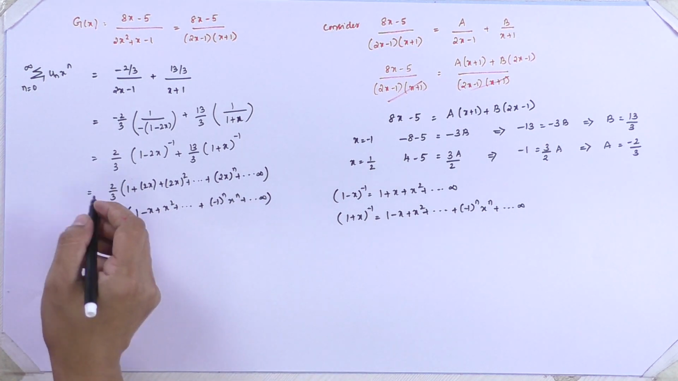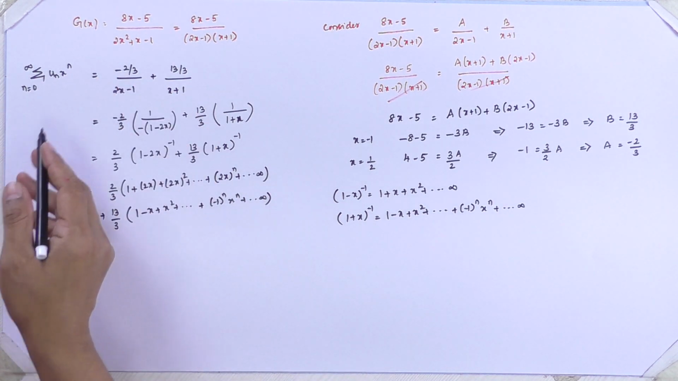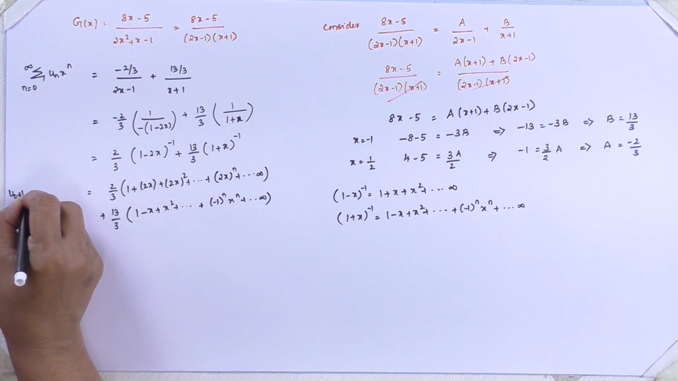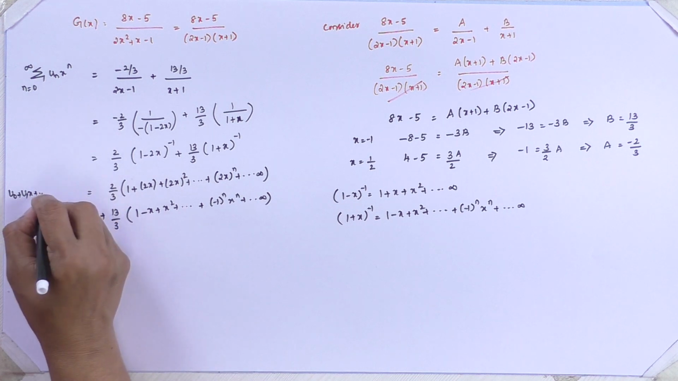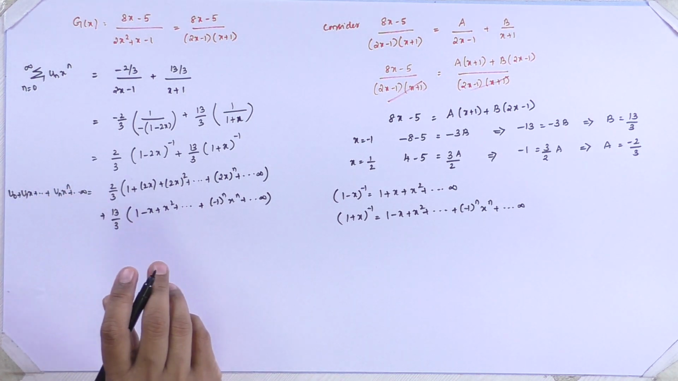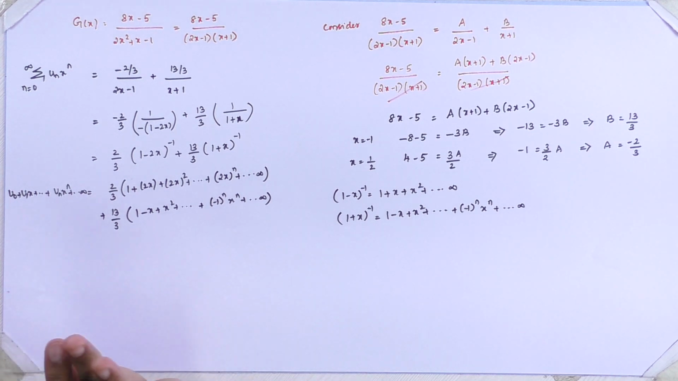So now here if you want you can just expand it also. If I expand it, I get this to be u naught plus u1 x plus so on till un x power n plus so on till infinity. Now our intention is to find out un.